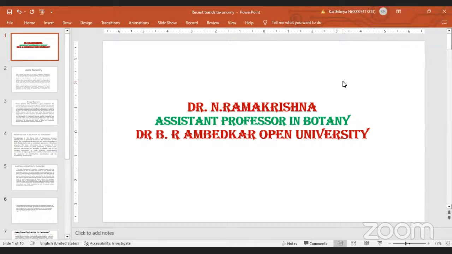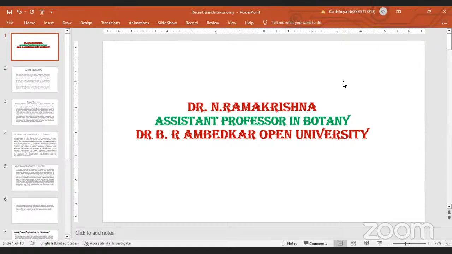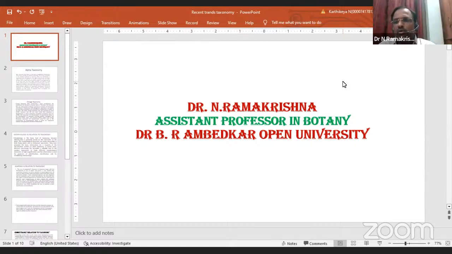Outer means external. Anatomy means internal structures. Anatomy means internal structures, as I already told.